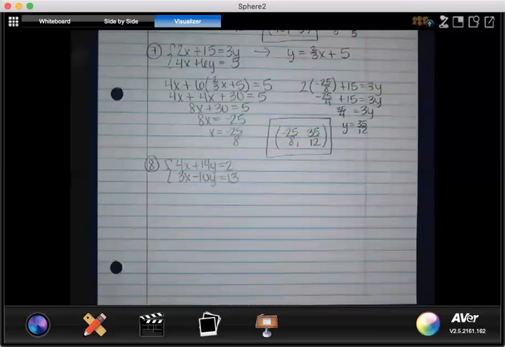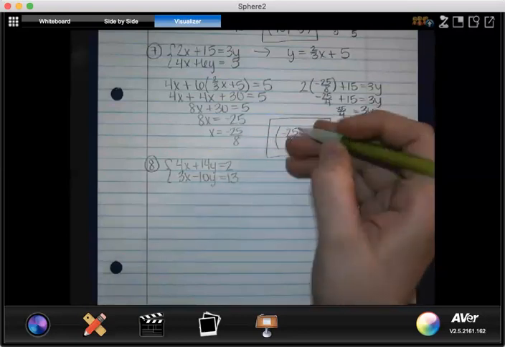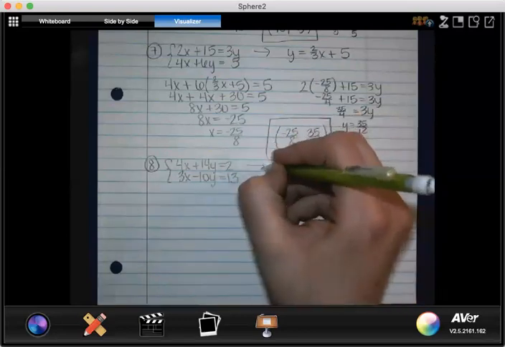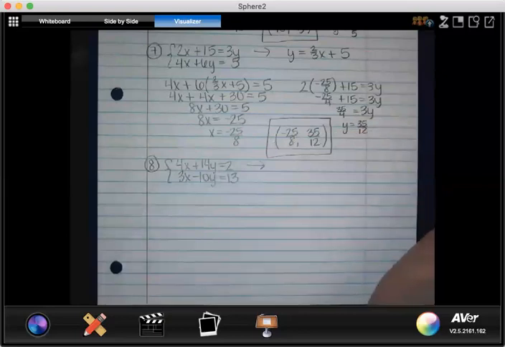Okay, number 8 is 4x plus 14y equals 2, and 3x minus 10y equals 13. So looking at my options, that first one, they are all even, so there's some hope that they will simplify at least a little. And the second one has odd and even. So I'm going to go ahead and go with the first equation because, again, it has all evens. So which one do I want to work with? Now, in the end, it doesn't really matter which one.